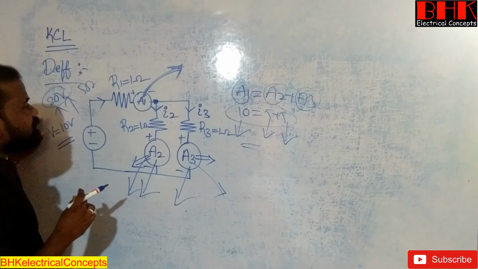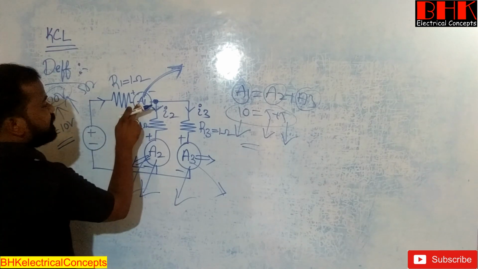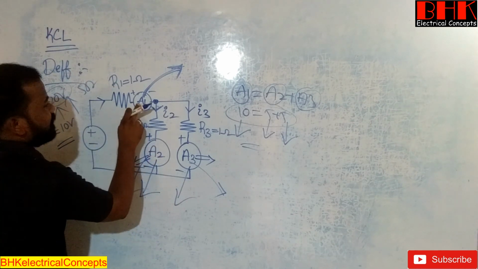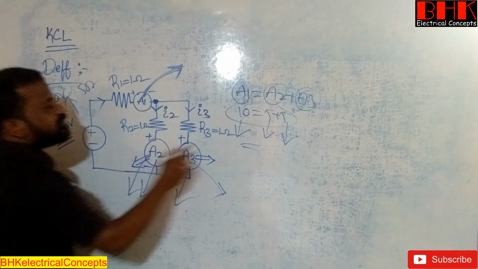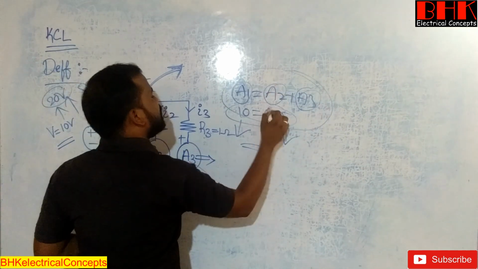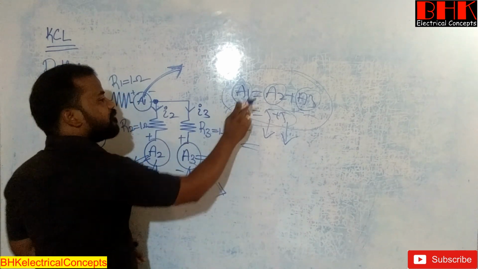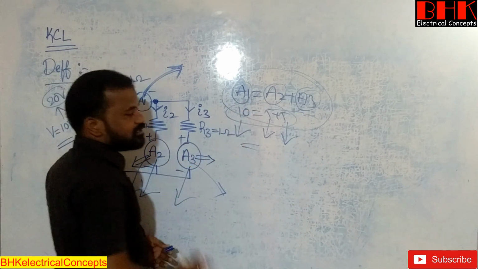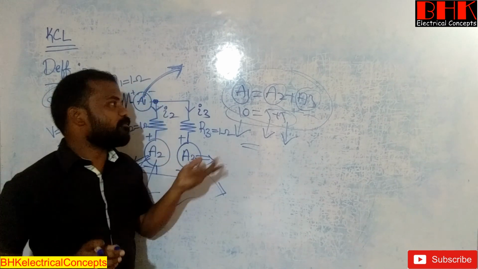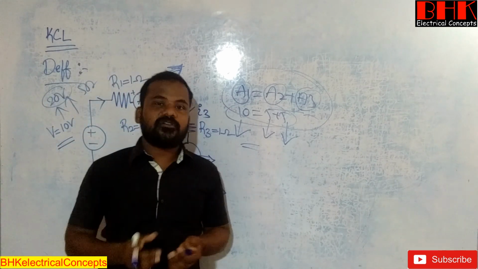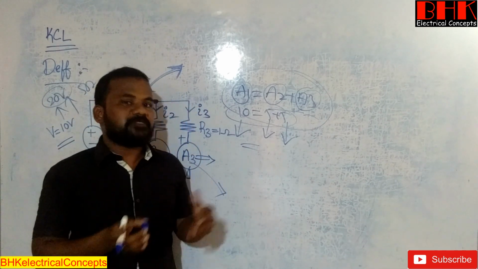Clear? So just see, after getting the values of A1, A2, A3, just check this condition whether A1 is equal to the sum of A2 plus A3 or not. If not, then KCL will fail. If equal, then KCL will be satisfied. Clear? So this is the procedure we need to follow when we are going to conduct it in practical way.